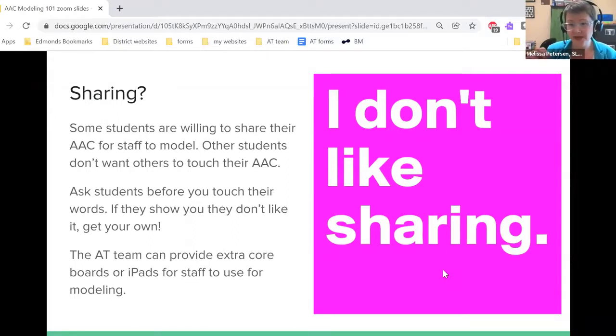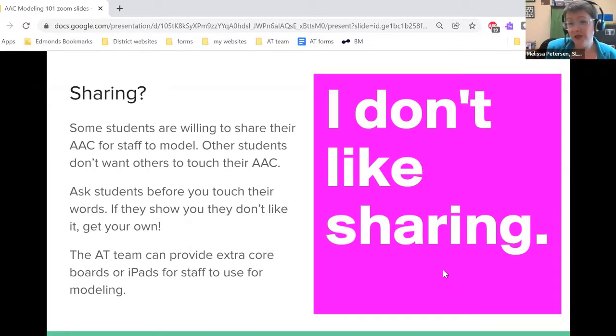Because I am doing assistive tech stuff with the district, I'm actually the person who would get you your own. If your student has a core board, I'll get you an extra core board. If your student's using an iPad and you need another to model, we'll get you an extra iPad. We will make sure that you have what you need.